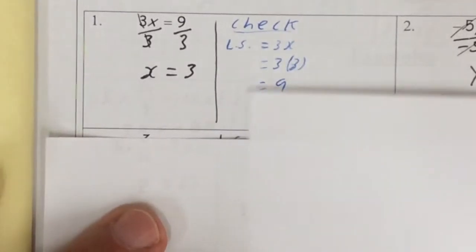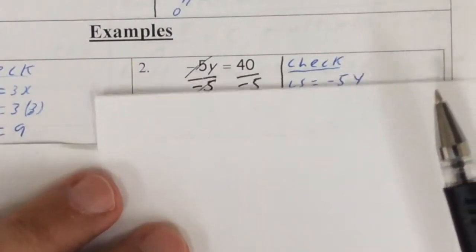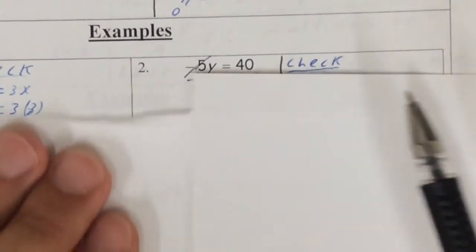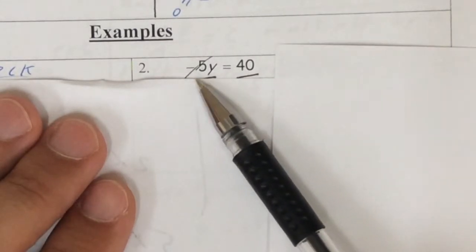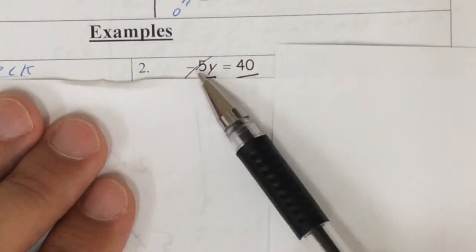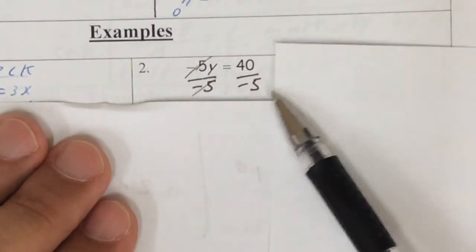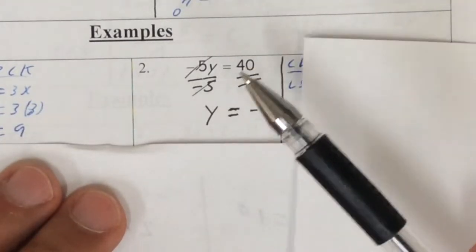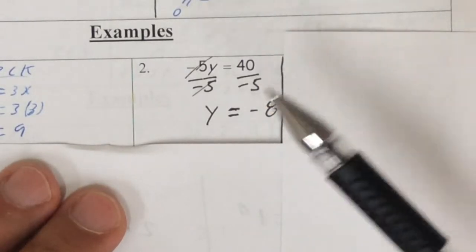Okay. Next example here is we've got negative 5y equals 40. So we have to divide here, not by 5, but by negative 5. We've got to get rid of all that, the negative and the 5. Divide both sides by negative 5. Okay, that turns into y equals negative 8. 40 divided by negative 5 is negative 8.